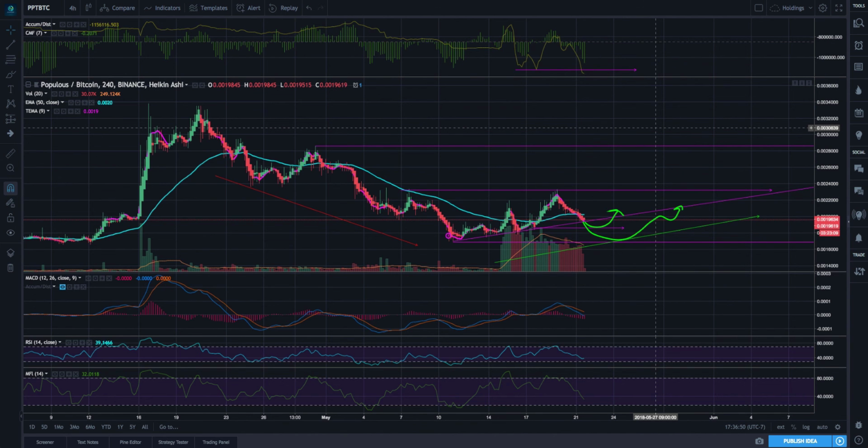That being said, that's my analysis on Populous or PPT. You can exchange the coin on Binance.